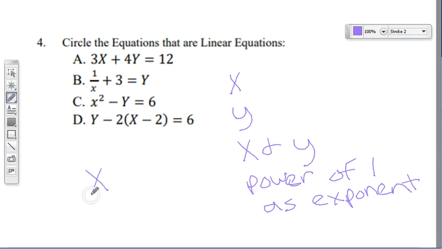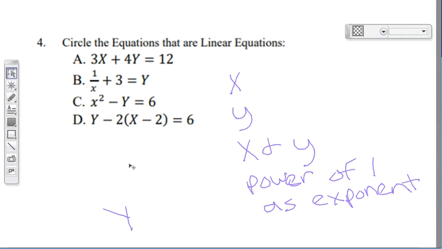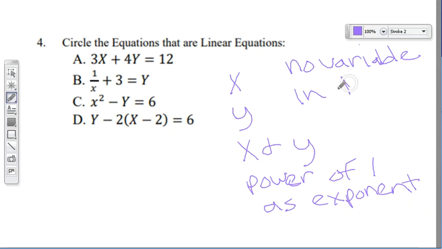And remember, when you're looking at a variable, if there is no exponent, that means it's raised to the first power. So if it's just an x, that would be x to the first power. If it's x to the second power, or y to the second power, or x to the third power, that would not be a linear equation. So in order to be a linear equation, the variables need to be raised to a power no higher than 1. Also, if it's a linear equation, there's going to be no variable in the denominator of the fraction.